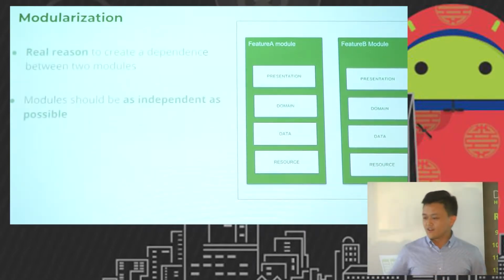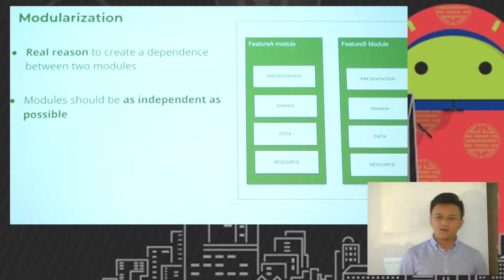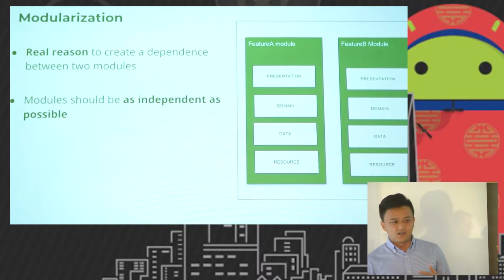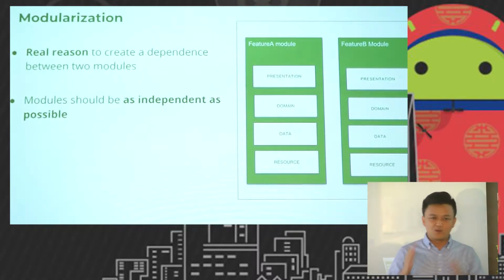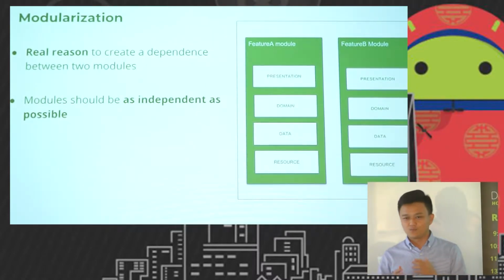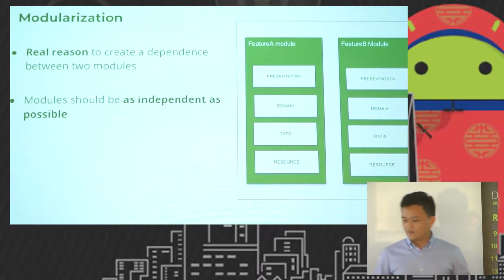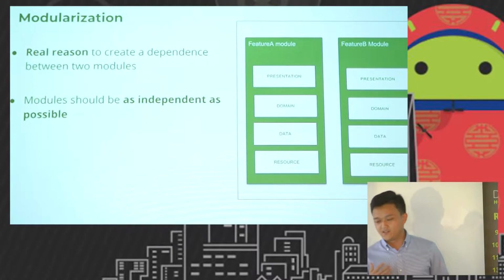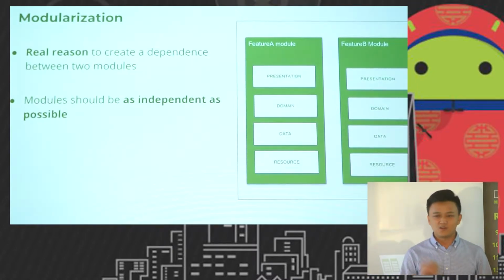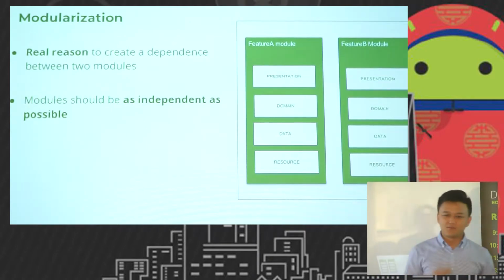And now because of the build time, if you want to build your modules in parallel, you cannot make them depend on each other. You must have a real reason to create a dependency between two modules. Otherwise, if you put dependencies everywhere, you're going to get back to the problem that you have with the monolith approach, or maybe it gets worse.